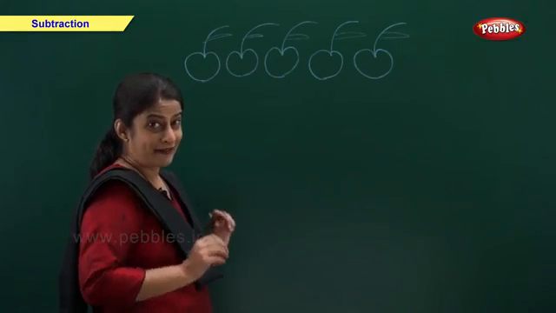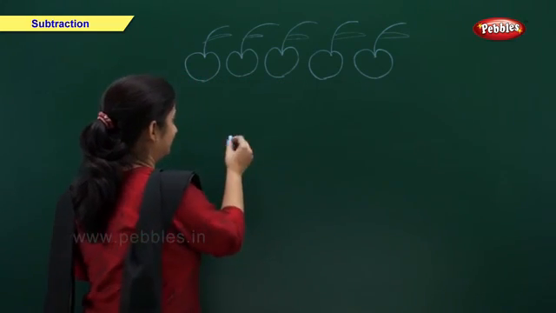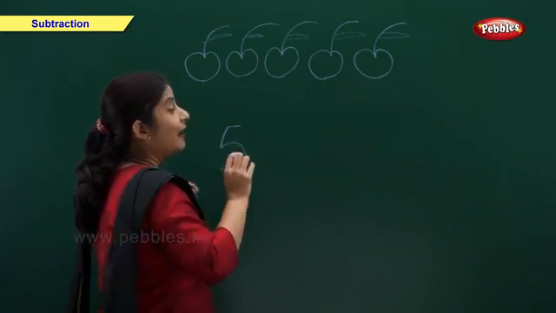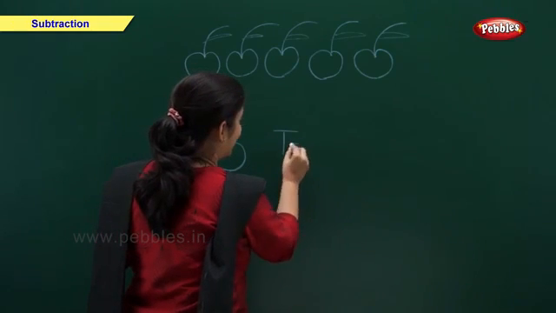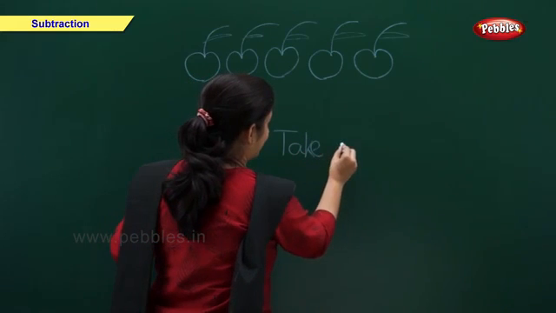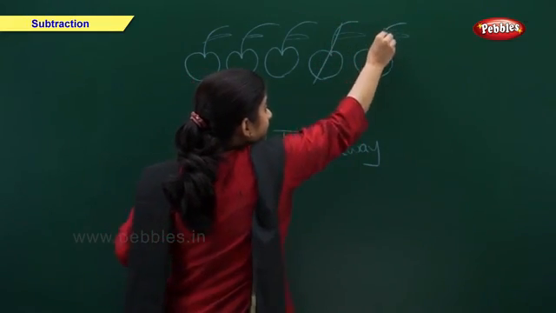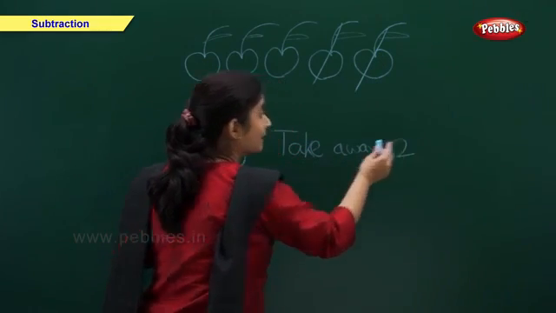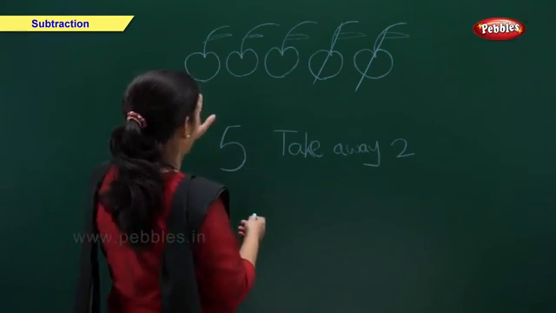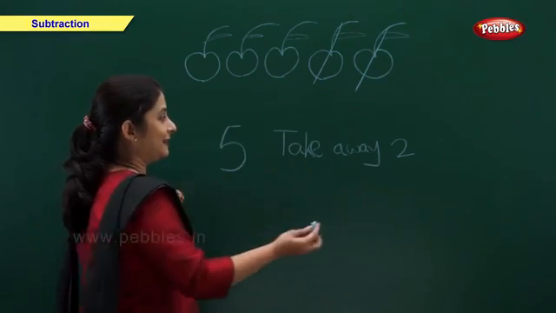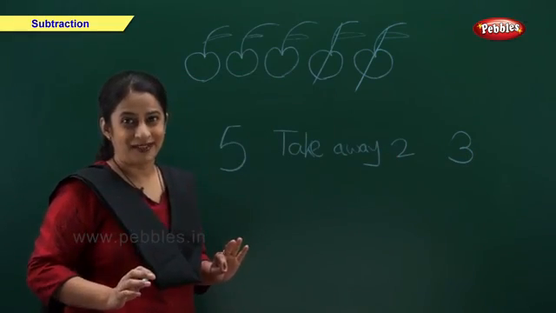I have 5 apples. 1, 2, 3, 4, 5. I gave 2 apples to my friend. Take away. 1, 2. I gave away 2 apples. So, how many apples left with me? Let's count. 1, 2, 3. So, friends, 3 apples left with me.